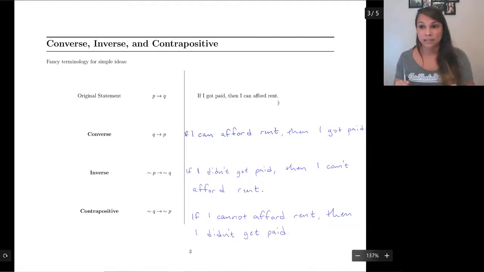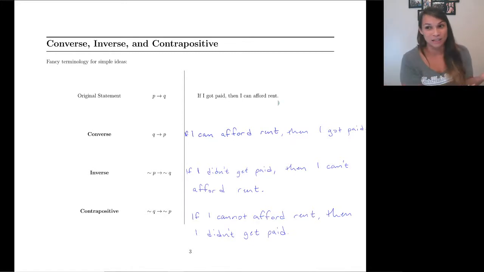Notice how this one is true. If I got paid, then I can afford rent immediately implies that if I can't afford my rent, then I must not have gotten paid, because I made the promise: if I get paid, I'm going to pay, I can afford my rent.